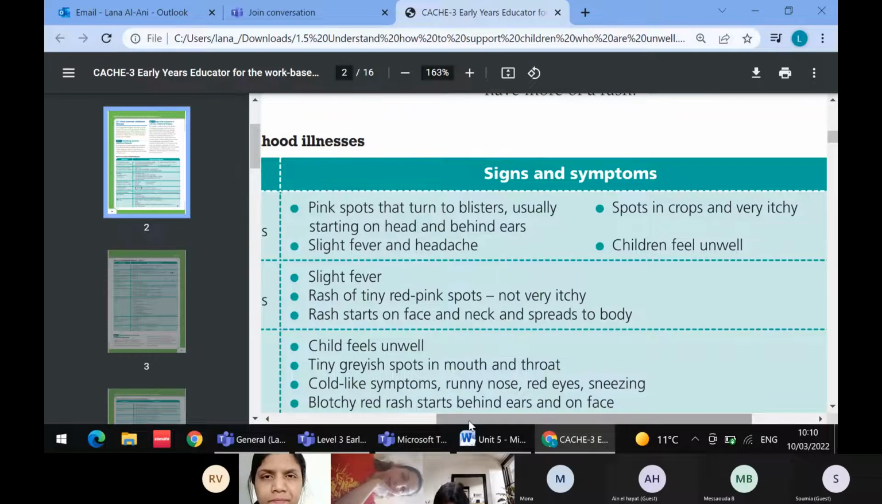Sorry, just 1 second. Let me just put the charger because I can see the screen lighting has gone. Okay, just 1 second.